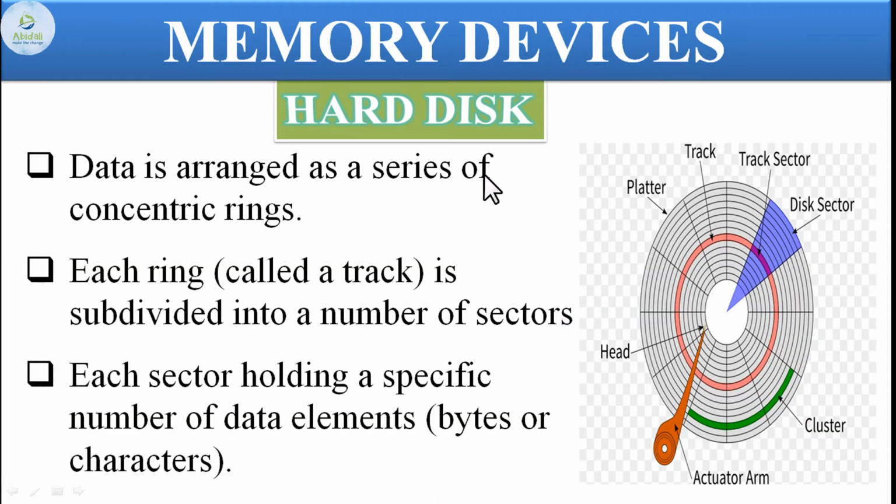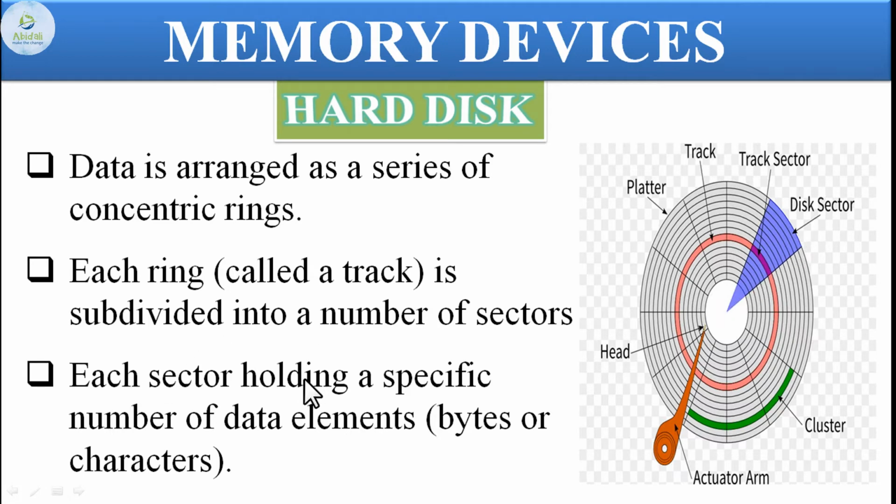When we talk about the cross-section of the hard disk, the data is arranged as a series of concentric rings. You see the concentric rings that are available. Each ring is called a track, and each track is divided into sub-parts that are called sectors. You can see the sectors: track, sector, this entire sector is this.